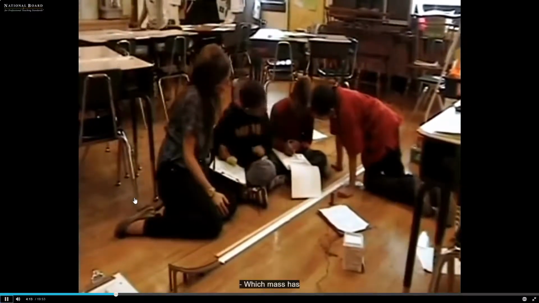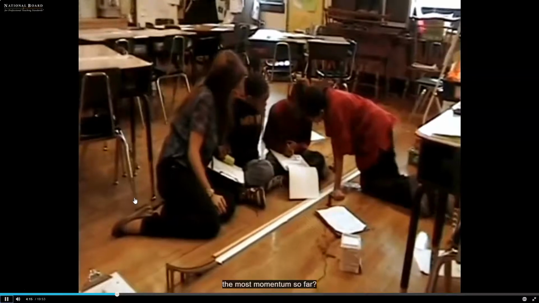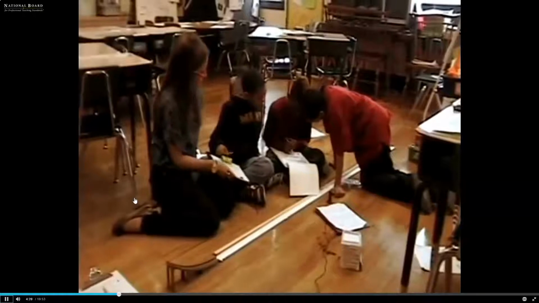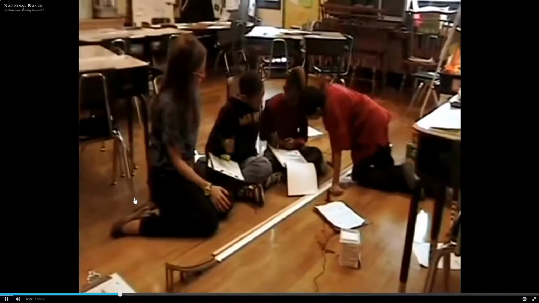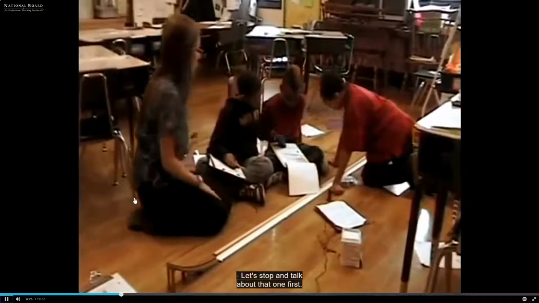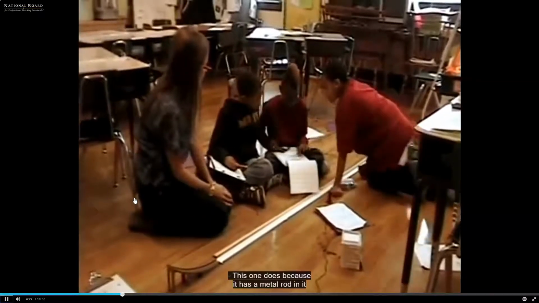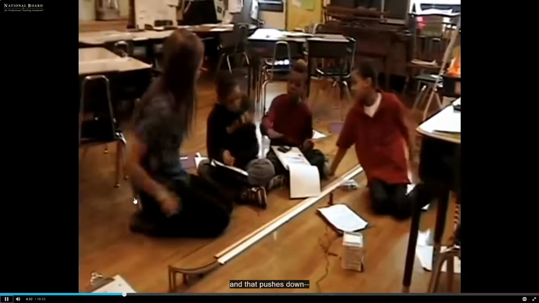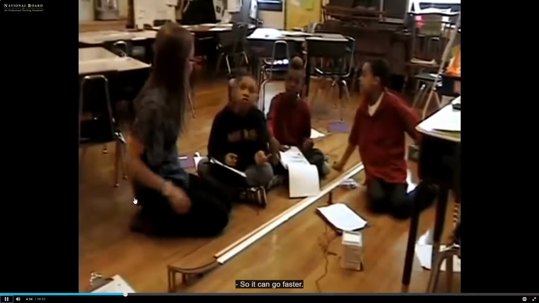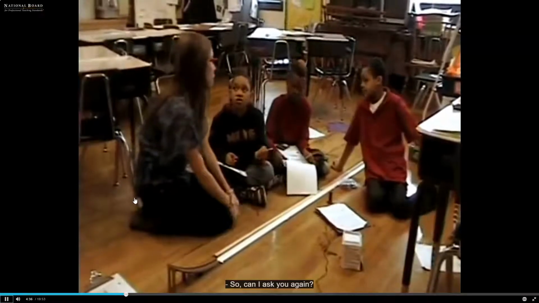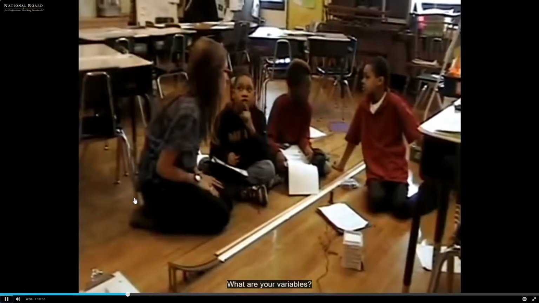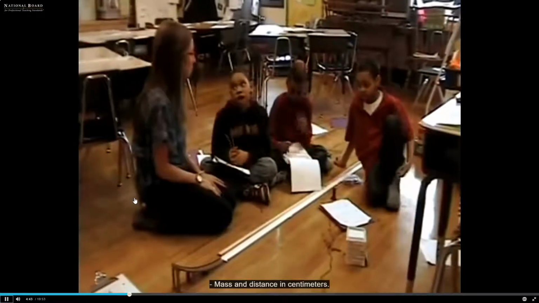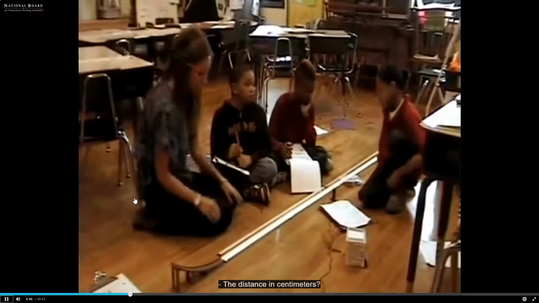Which one has the most momentum so far? Why do you think so? So let's stop and talk about that one first. Because you have a rod in it, and that pushes it down faster. So can I ask you again? What are your variables? Are you finding how fast it goes? The mass and the centimeters. The distance in centimeters?